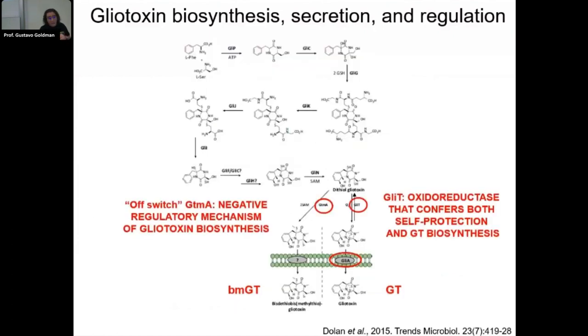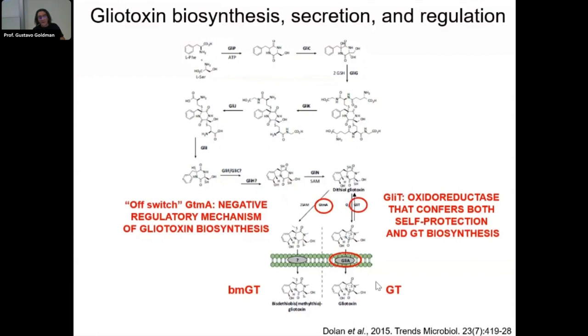Let me show you in this scheme how it works. Phenylalanine, serine, and then the synthetase goes, and then you have all the decoration of the molecule. Lots of decoration. Most of the steps here are very well known, except for one or two. As I told you, it is the most well-studied secondary metabolite biosynthetic gene cluster. And finally it goes to dithiol gliotoxin, which is the precursor. And then GliT converts it to gliotoxin and GliA secretes it.